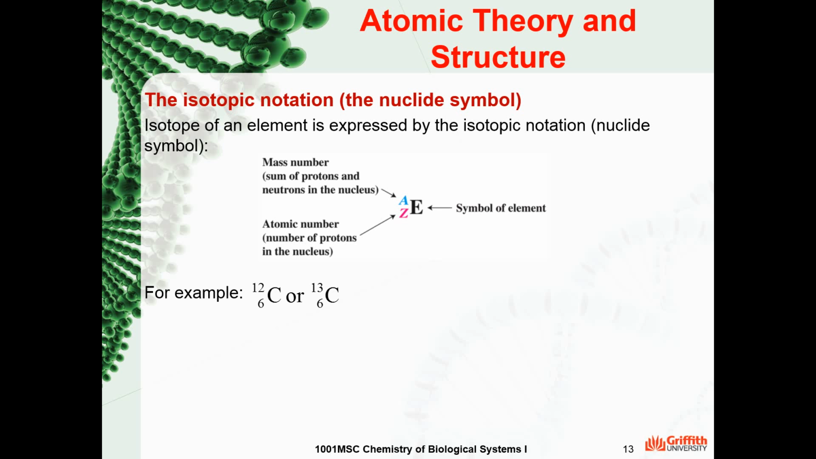Let's look at carbon as an example. Carbon has the symbol C. There are many isotopes of carbon, but we will consider only 2 in this example. The first isotope has the nuclide symbol of C, 12, and 6. This means that there are 6 protons in this carbon and 6 neutrons. The second isotope has the symbol C, 13, and 6. This means that there are 6 protons and 7 neutrons in this carbon.